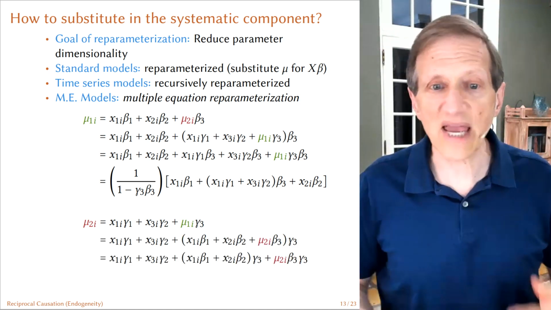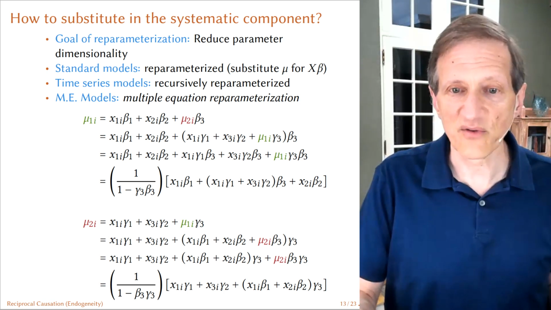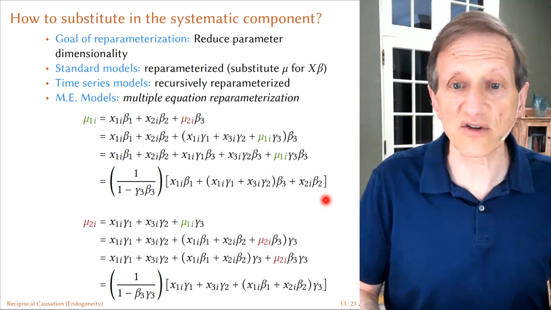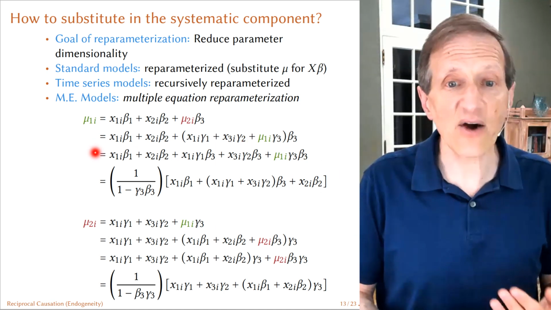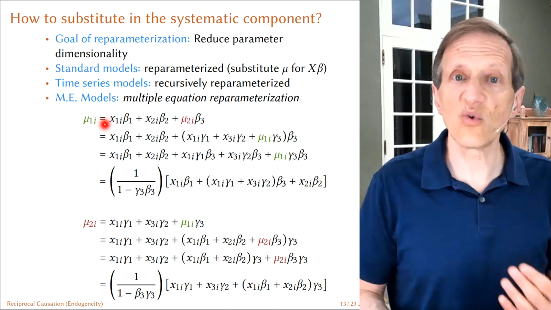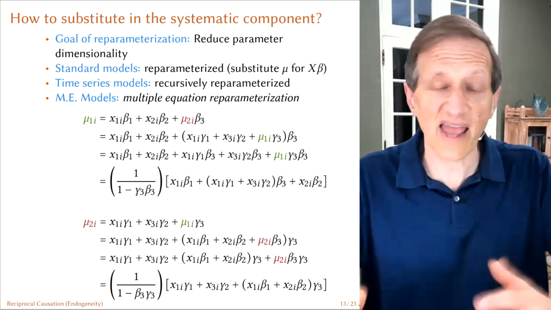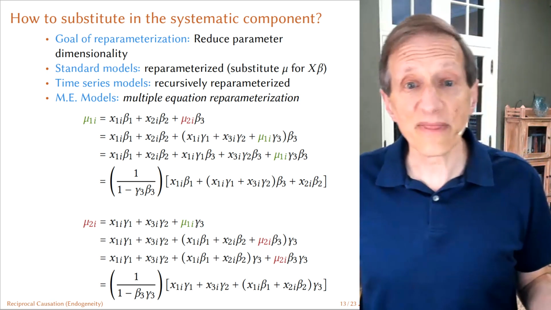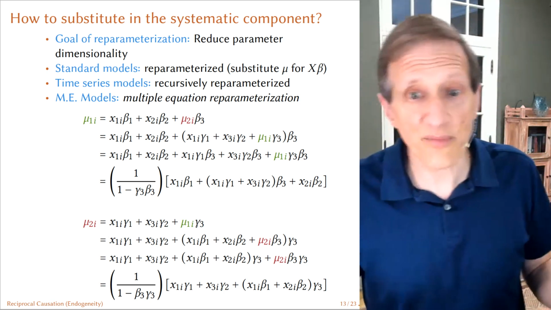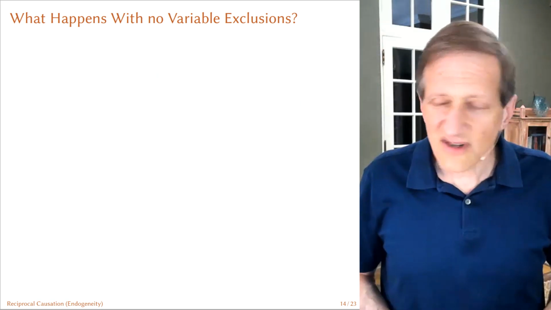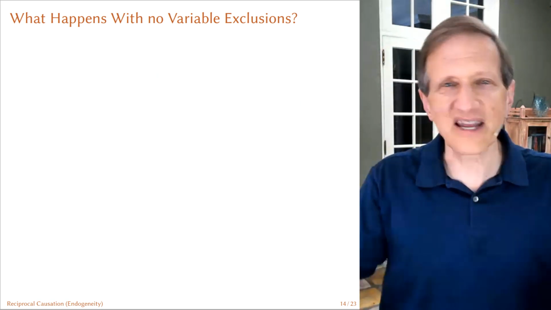We can also do the same thing for mu2. So by using both equations together, that's multiple equation reparameterization. We can now substitute this and this in for wherever we see mu1 and wherever we see mu2 in the big likelihood function. And then we can estimate all the parameters that we need. Okay, so that's fine. So that means we can estimate everything, no big deal.